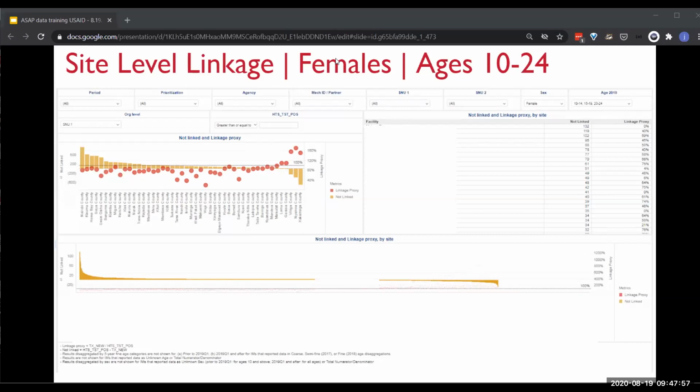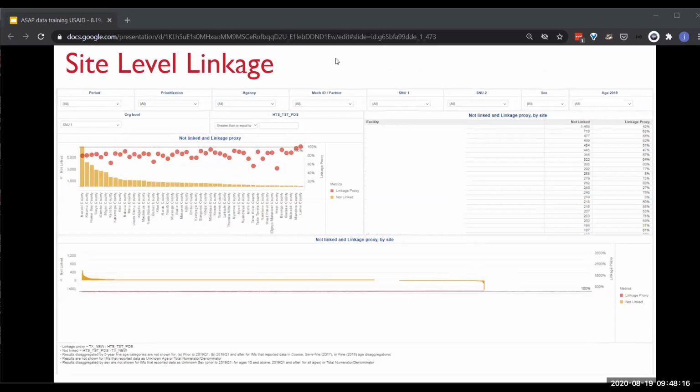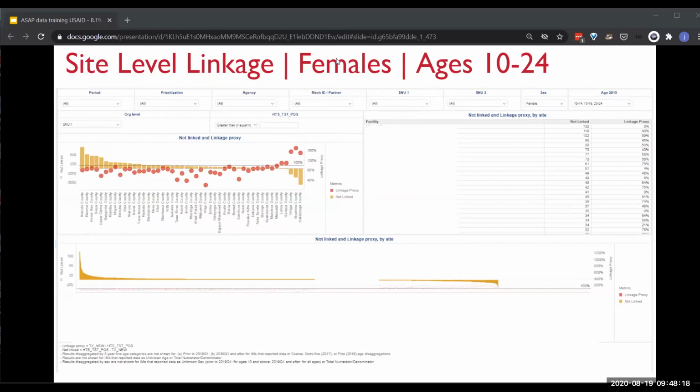This is the same view, but we've just decided to segment it for females aged 10 to 24. For example, if you have an intervention that's focused on testing and initiation on treatment of young women, you might decide that for you, that means 10 to 24-year-olds. And so you would want to see how you're doing there, because you could look at this and say, oh, this looks great, everything is fine. But when you look at it just for the 10 to 24-year-old women, you see it's a different picture.